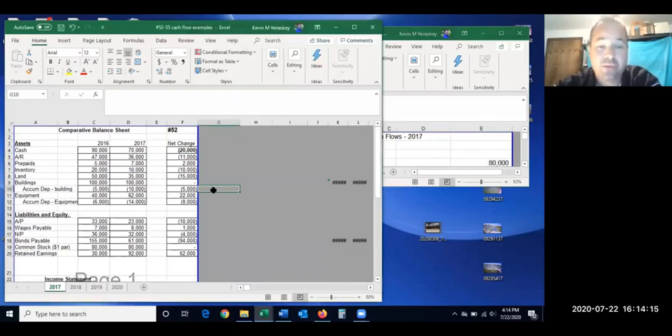All right, so this is what you would be given. A comparative balance sheet. Remember, you need 2 years. And then out to the side, I went ahead and put the change for the year. You wouldn't necessarily be given this. Sometimes you are, sometimes you're not. So I went ahead and did that just so we didn't have to calculate everything.